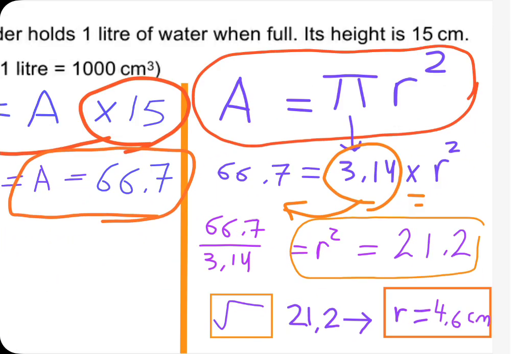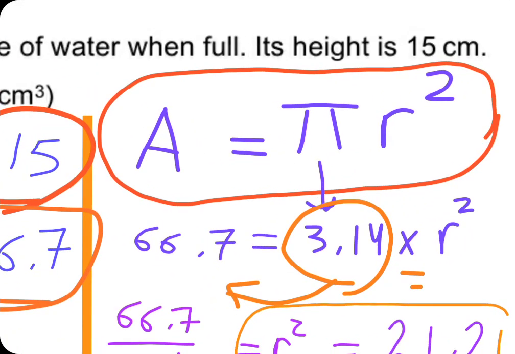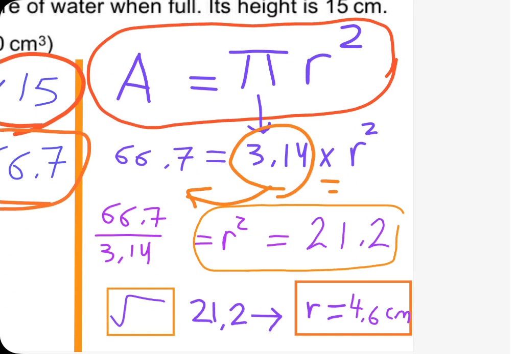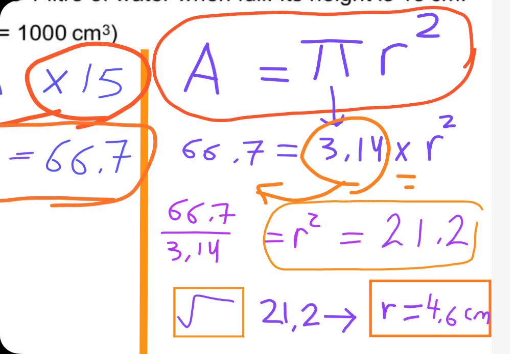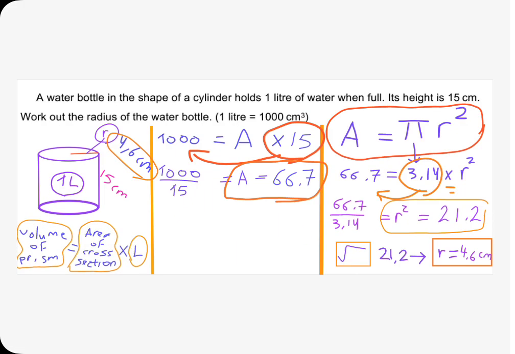And then we use the area of the cross-section to find r. We said that the area equals pi r squared. And then we said it's 66.7 equals 3.14 multiplied by r squared. And then we took the 3.14 to the other side because it's multiplied, we made a division out of it. And then we said r squared equals 21.2. And then we use the square root here, this one, to find r, which is 4.6 centimeters. And this is how you answer a question like this.